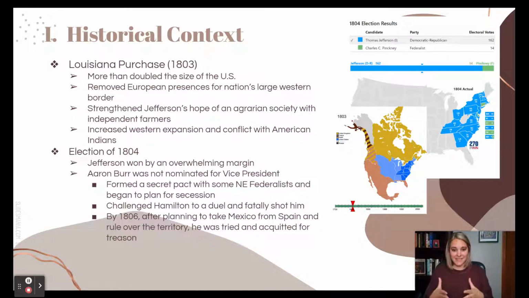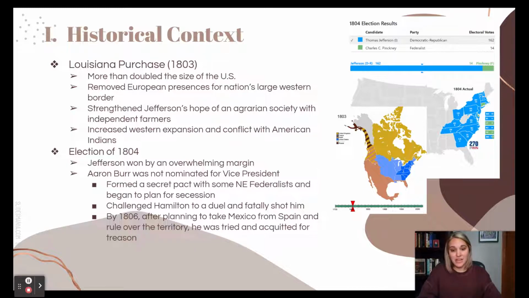And so he ends up doing a few things that are pretty intense, I guess. One thing he does is he tries to form a secret pact with some New England Federalists. He tries to become the governor of New York, and then he had planned to secede. That doesn't end up happening. He also challenges Hamilton to a duel where he fatally shoots him.